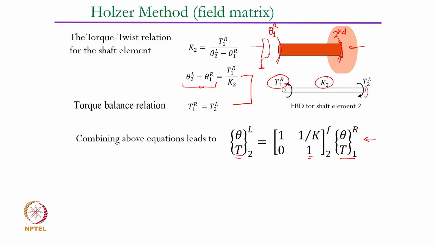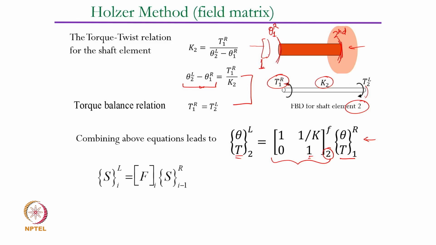Now this number 2 represents the second element, right? So element number 2, that's what we are assuming, that let this be the second part of the total assemblage. Now this particular matrix, in contrast to the previous matrix that we derived for a point inertia, is called a field matrix. It represents the entire shaft element storing the strain energy.